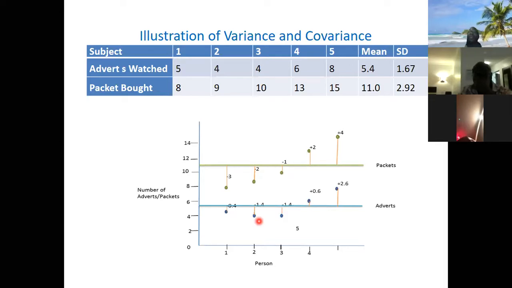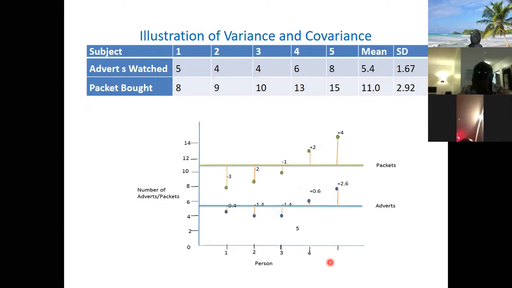If let's say they vary in opposite direction, what will happen is that as the first 3 adverts watched are below the mean, the first 3 packets bought will be above the mean. And as the last 2 adverts watched are above the mean, the last 2 packets bought will be below the mean. So in that case, they'll be facing opposite direction. This one is facing down, the first 3 of the other one will face up. As the last 2 are facing up, this one will be facing down. That shows that they vary in opposite direction.